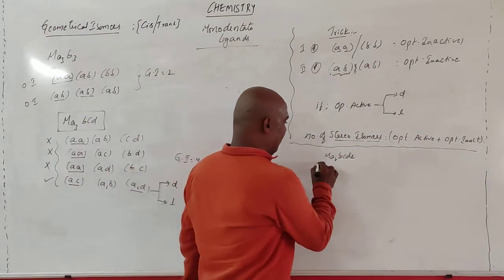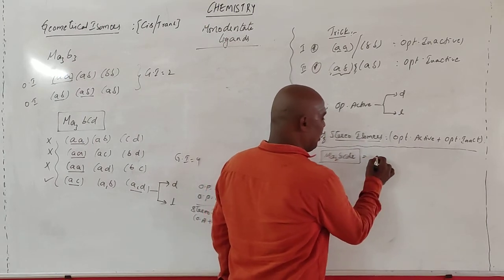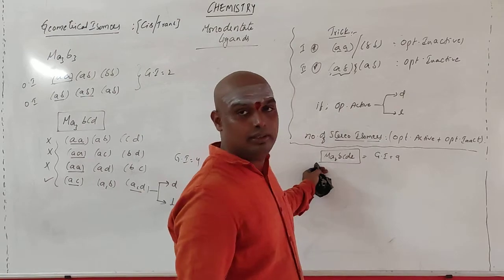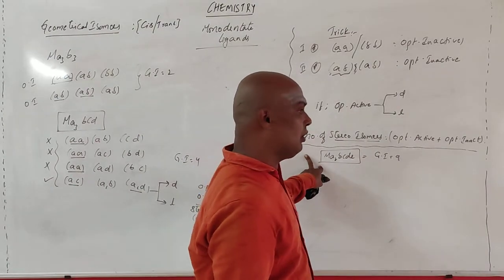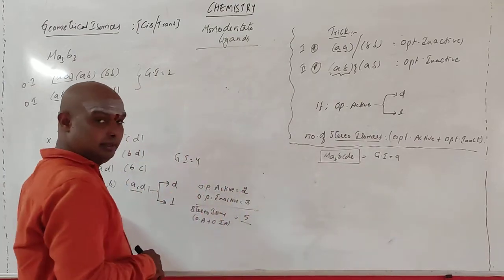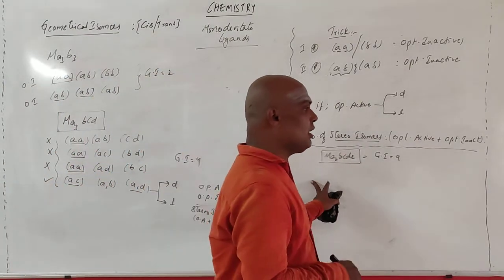See, for this, if I go for the combination, geometrical isomers will be 9. This is one example. I have said the answer. Try like this possibility. Try whether the optical isomers are possible or not.